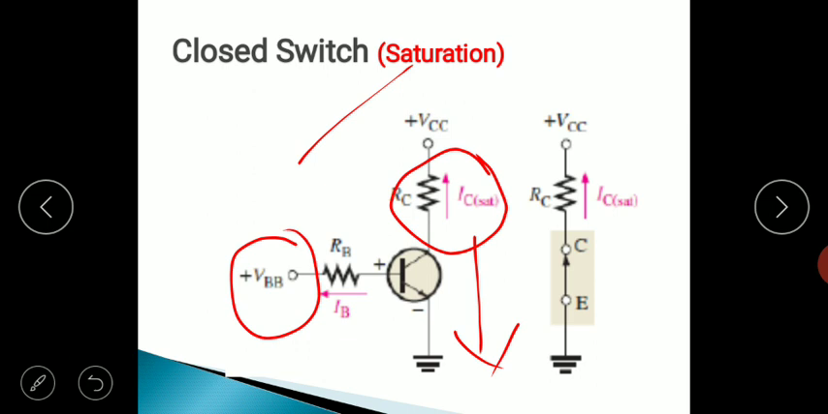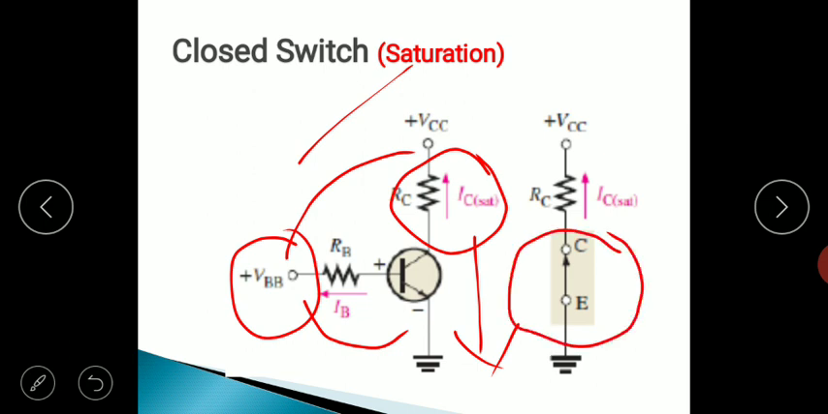So in saturation, the applied voltage VBB will ensure that the base emitter junction is forward biased, and at the same time this voltage VBB will ensure the collector base junction is also forward biased. So both the junctions are forward biased. As a result, a large current flows through the transistor, and the transistor offers very low resistance, and it acts like a closed switch as shown in this particular equivalent circuit.